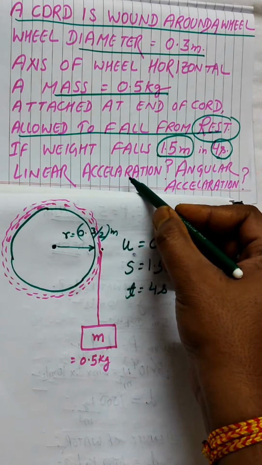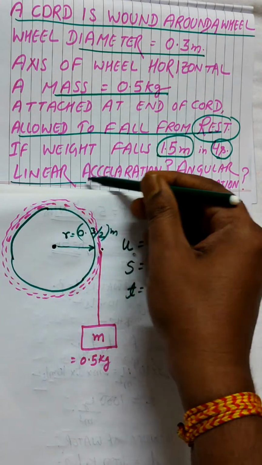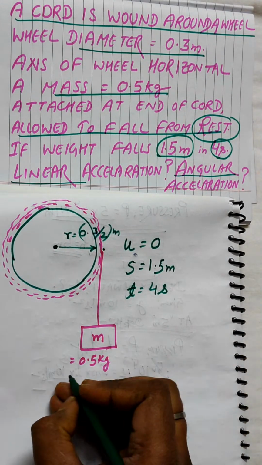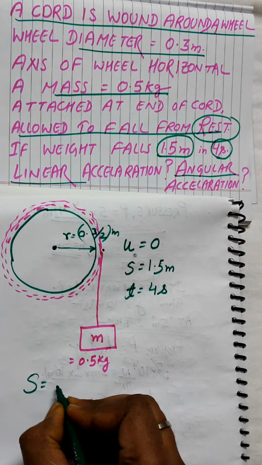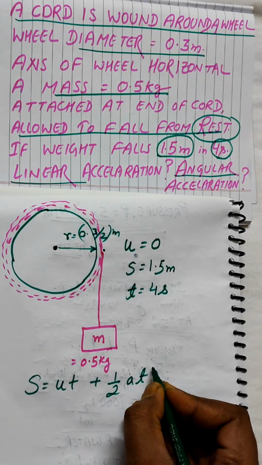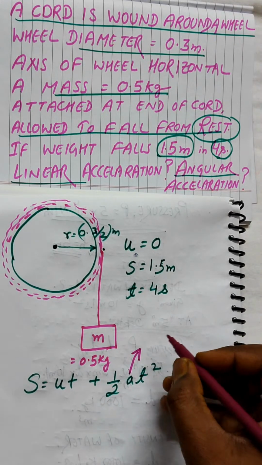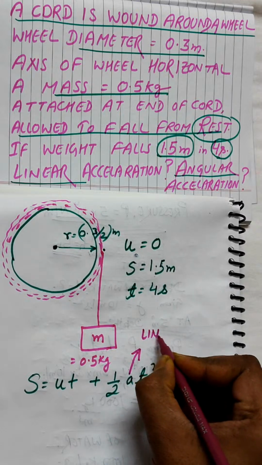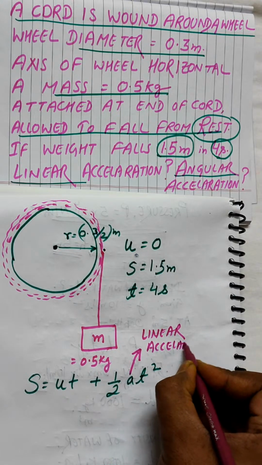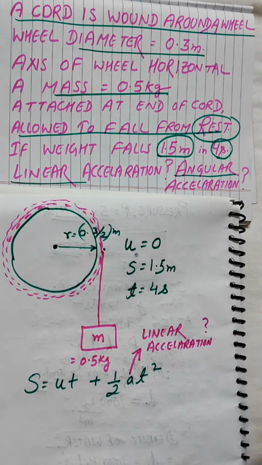And we need to find the linear acceleration and angular acceleration. Students, we know the formula S equal to ut plus half at square. In this, the a is the linear acceleration, whose value we are going to calculate. This is asked to us.